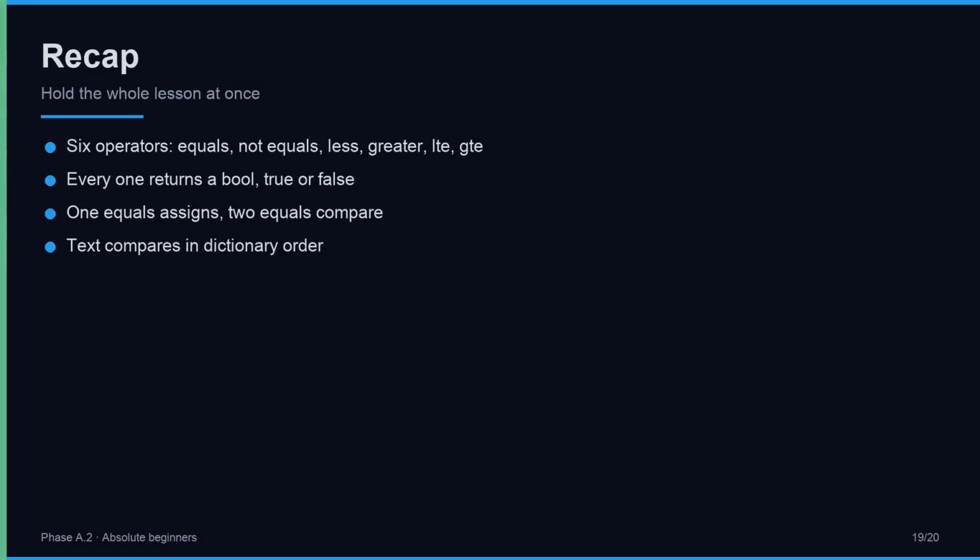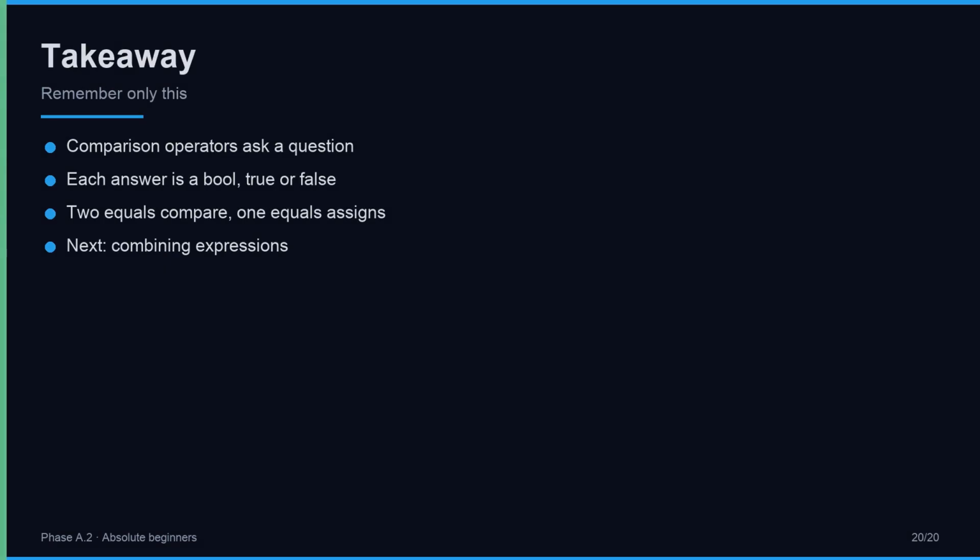Let us hold the whole lesson in one breath. There are six comparison operators: equals, not equals, less than, greater than, less than or equal, and greater than or equal. Every one returns a bool, true or false. One equals sign assigns a value, two equals signs compare values, and mixing them up is the classic beginner trap. And text compares in dictionary order, letter by letter, with uppercase before lowercase. If those sentences feel solid, you own the whole family of comparisons. Four true sentences.